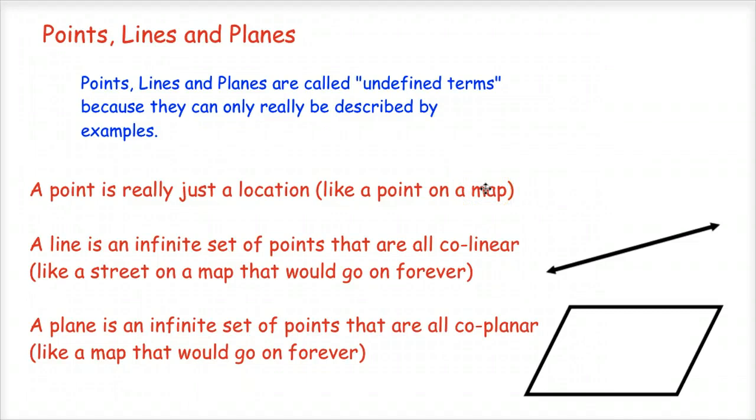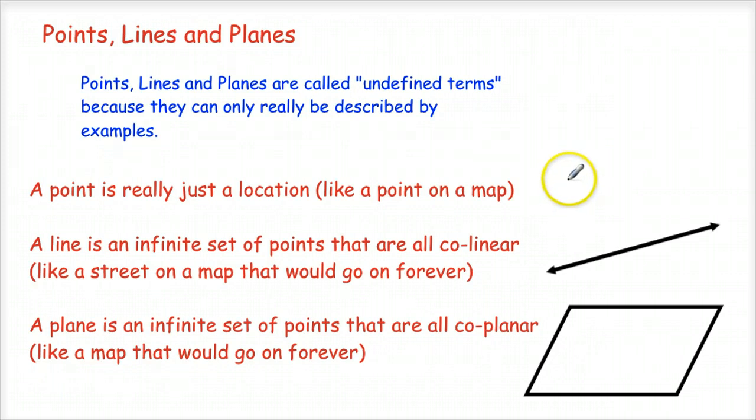So these three things, points, lines, and planes, are called undefined terms because they can only really be described by examples. It's like one of those things where somebody asks you to explain something and you really can't explain it besides just saying, that's what it is. So a point is a point, that's the best way you can describe it. It doesn't really have much more of a definition or description than that.